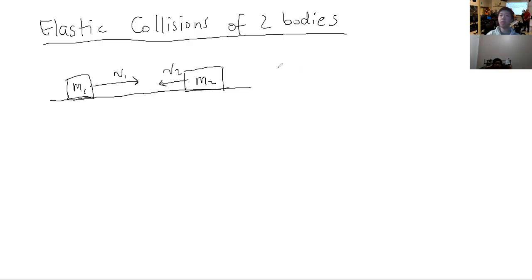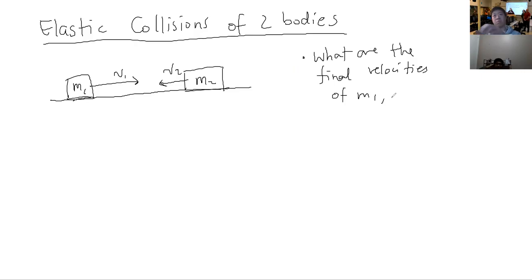Okay, so what this is going to tell us is the final velocities of M1 and M2. So to start off, who wants to tell me what quantities are preserved in an elastic collision? P and K, kinetic energy plus momentum. Good. So let's write that down.